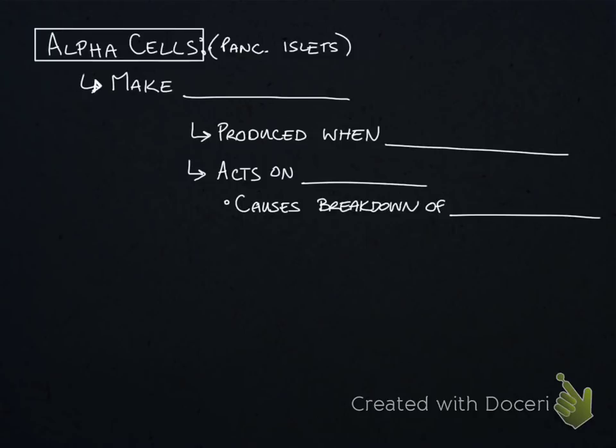So we've talked about beta cells that make insulin, but the pancreas also has endocrine cells called alpha cells, found in these islets of Langerhans, or pancreatic islets. These alpha cells do not make insulin. They make a hormone called glucagon, and it's produced when concentrations of glucose are low. Not high, but low. Its target is the liver, so it acts on the liver.